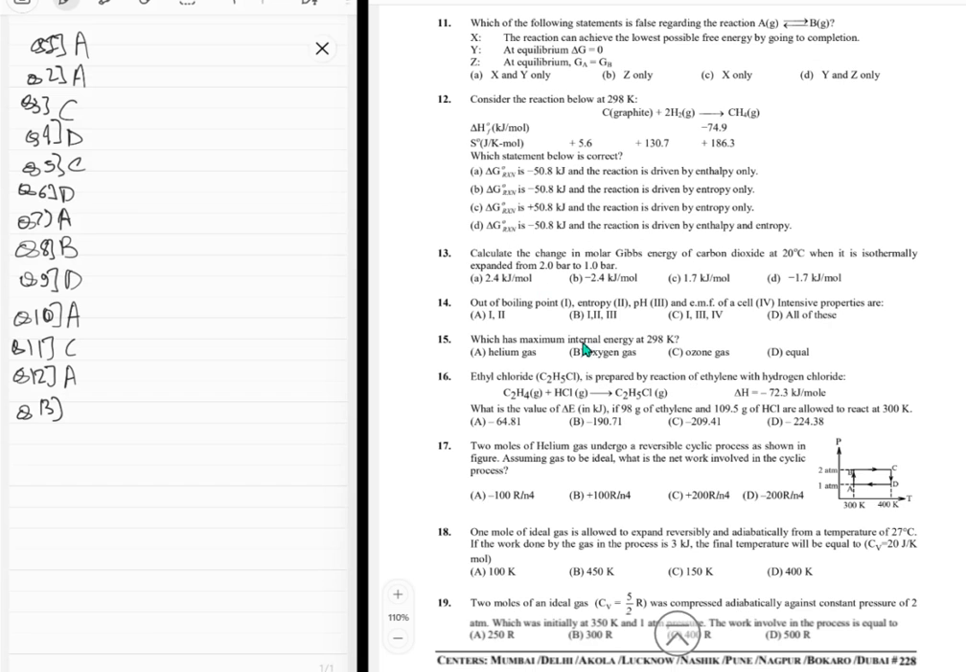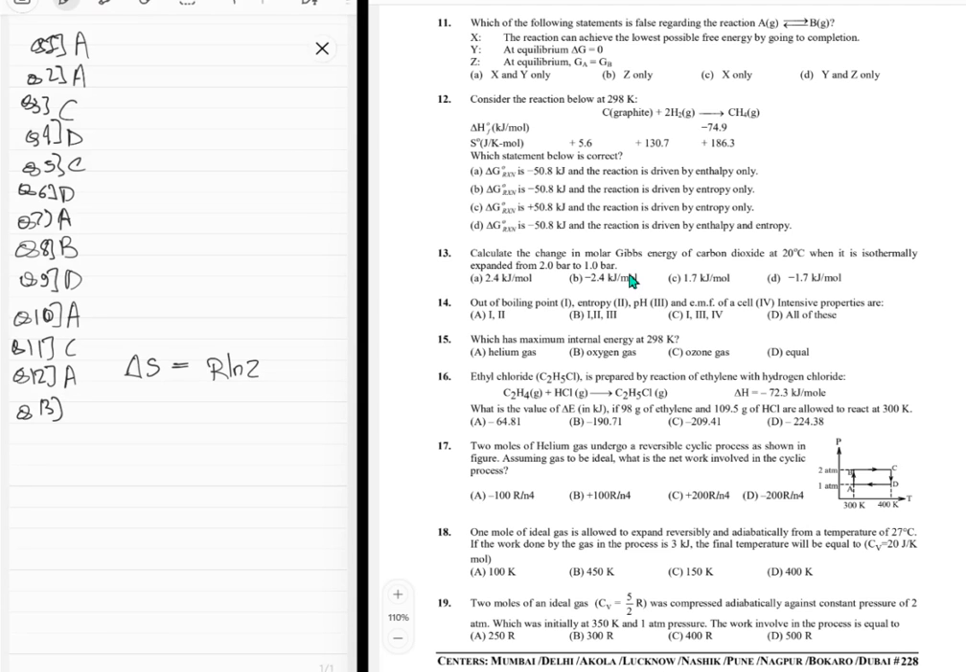Question 13: calculate the change in molar Gibbs energy of carbon dioxide at 20 degrees Celsius when it is isothermally expanded from 2 bar to 1 bar. It's isothermal. So pressure decreases, that means your volume increases twice that much, and that's just nR natural log 2. But you want Gibbs energy. You found delta S per mole, and that's R natural log 2.